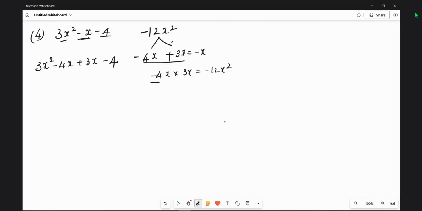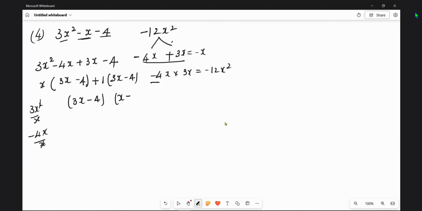Okay. Here the common term will be x. So 3x square by x is what? You will get it as 3x here. Then minus 4x by x, we get it as minus 4. And here there is no common term. I will take it as 1. So we will get it as 3x minus 4. So 3x minus 4 into x plus 1 are the factors.